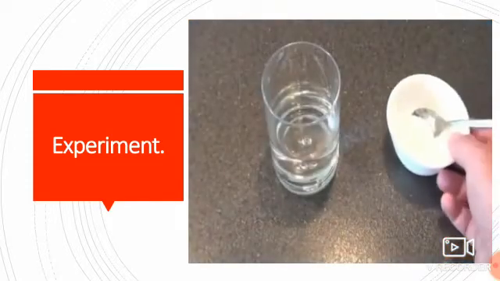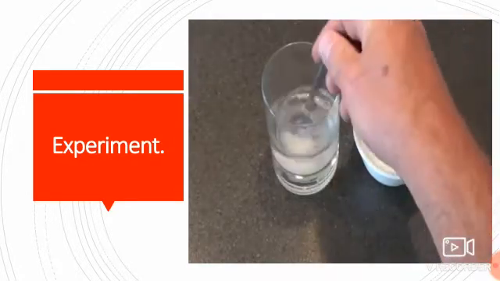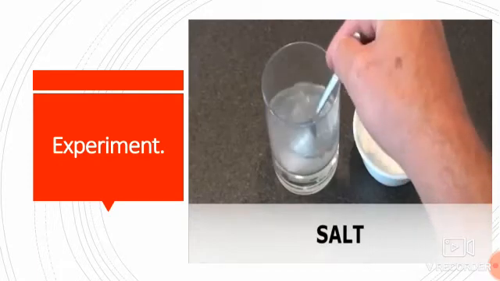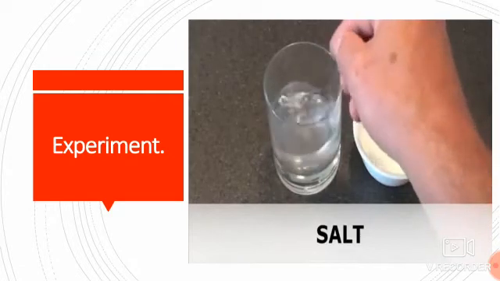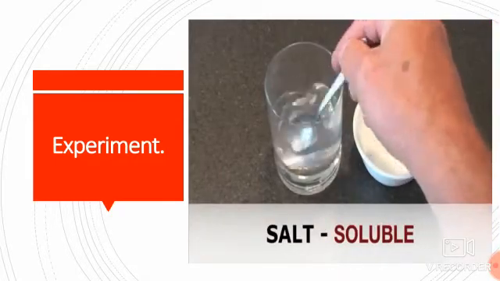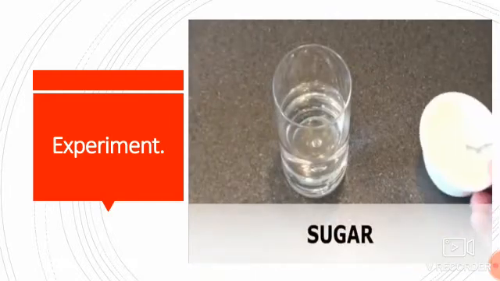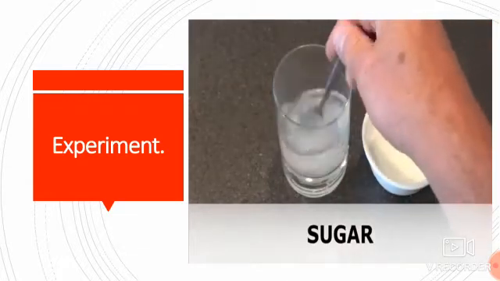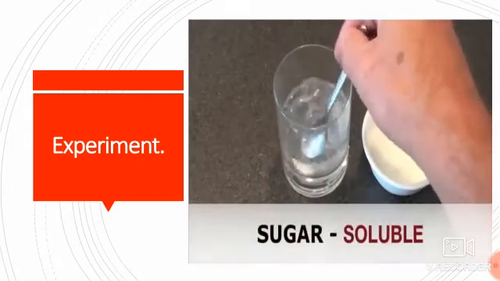Stir it. What will we observe? Salt has mixed completely with water. So, it is a soluble substance. Next, we will take sugar. Again, we will do the same process. Sugar mixes completely with the water, so it is a soluble substance.